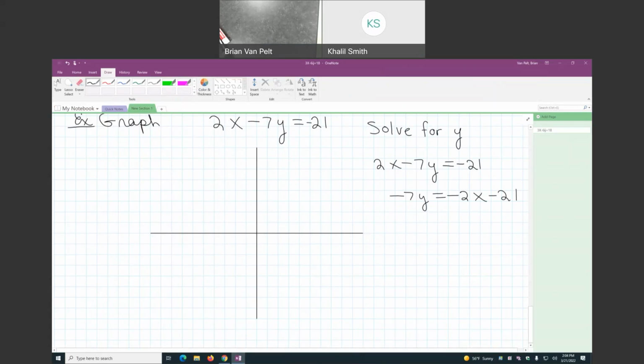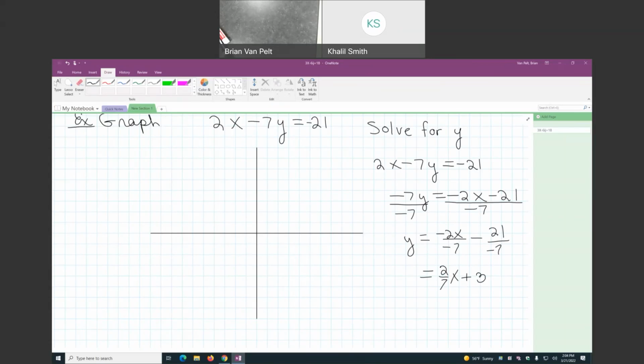Then what I would do is divide by -7. This little trick, it's not really a trick per se. Remember, you're going to break these fractions up, so you're going to have -2x over -7, and then I'm going to have 21 over -7. So there's a lot of negatives to fix up here, but you do get 2 over 7 times x plus 3.